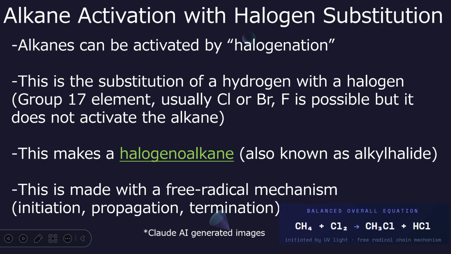Now, this is made with a free radical mechanism. There will be initiation, propagation, and termination steps, which I'm going to go over quickly. And here's what a balanced chemical equation for that radical substitution might look like: CH4 plus Cl2 goes to CH3Cl plus HCl. So it looks pretty simple there, but I'm going to go over the mechanism, which is how this actually is made through collisions and transfers.